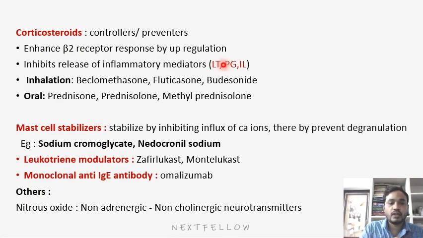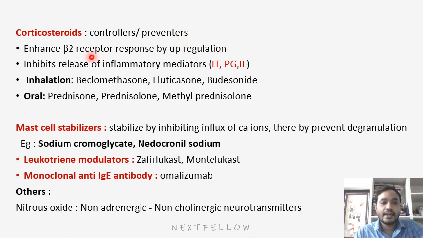In the next group we have corticosteroids. Corticosteroid group drugs are called controllers or preventers. Beta 2 agonists are rescue drugs. Corticosteroids prevent the disease progression. Beta 2 agonist drugs don't have any involvement in the disease process, whereas these drugs are involved in inhibiting the disease process also.